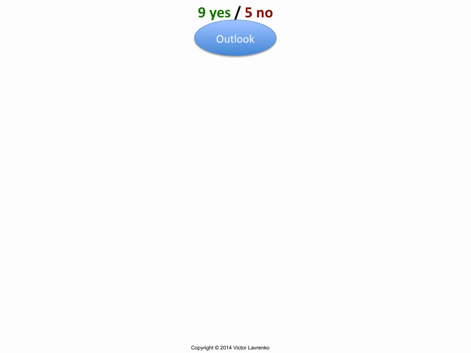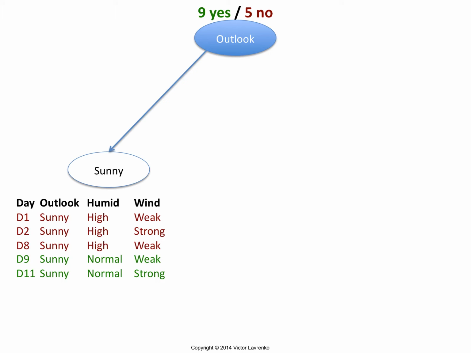So let's just start with the outlook, right? We're going to take our data set, 14 observations, and split it based on what value the outlook attribute had in each one of those observations. Outlook could have been sunny, and for sunny we have days 1, 2, 8, 9, and 11. On 2 of those, John played, and on 3 of those, John didn't play.